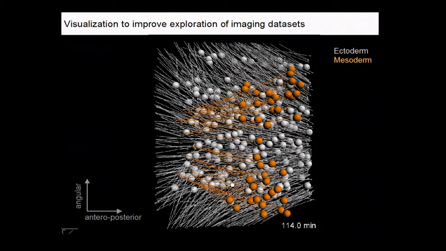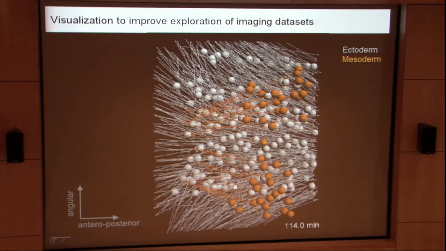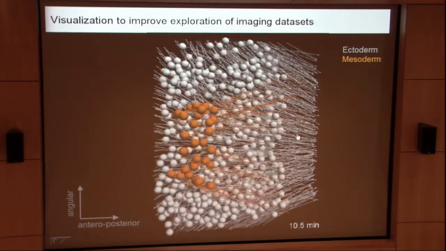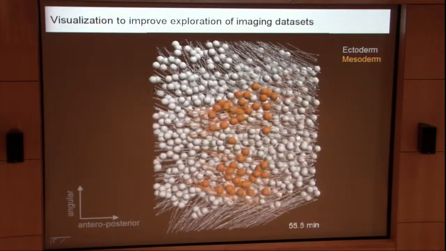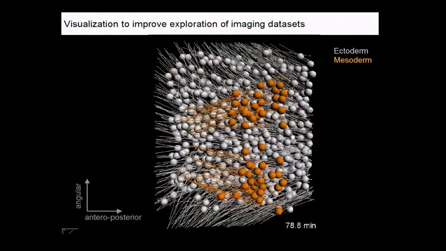And this was really important for us during the process of analyzing data, because at the beginning it was really hard for us to understand what was going on and to compare wild-type with mutant embryos. And looking at the data this way, it was much easier to understand. And one thing that is really obvious here is that you have a clear correlation in the movement in this anterior-posterior direction between the gray and the orange cells.